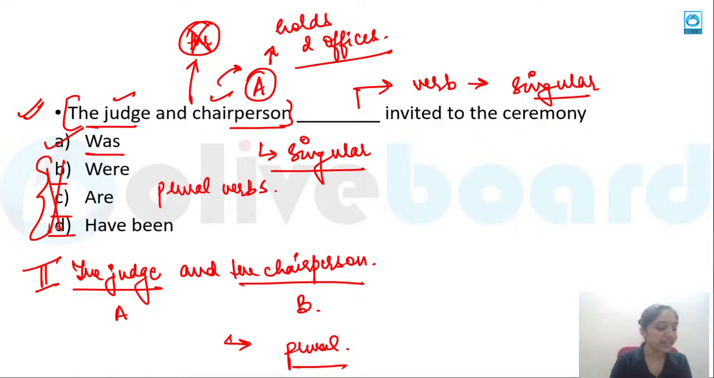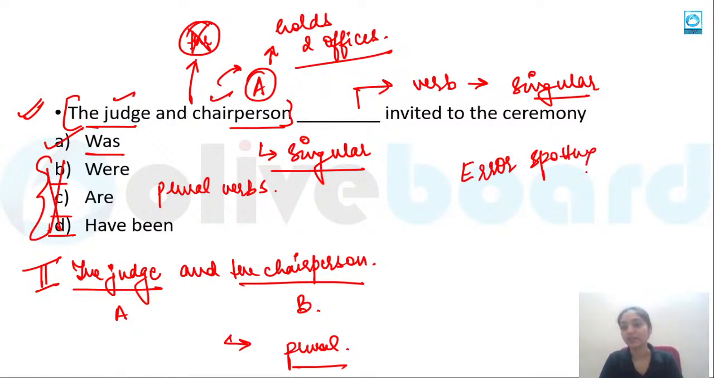If you have any doubts in this question, if you have any doubts in this concept, you can ask your doubts, guys. Mostly error spotting questions will be asked from this concept. Generally, error spotting questions are asked from this concept. If you have any doubts, you can ask your doubts. If not, we will move on to the next part. We will move on to the next rule.